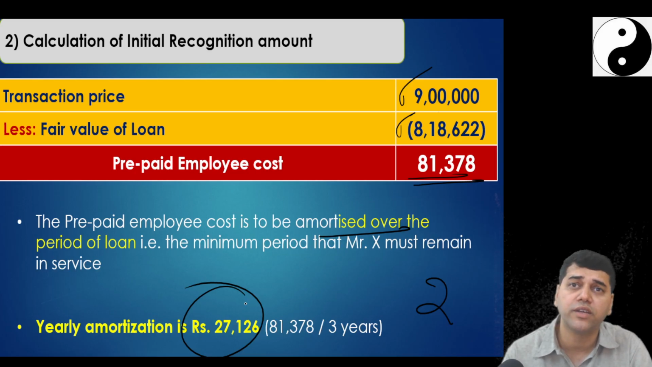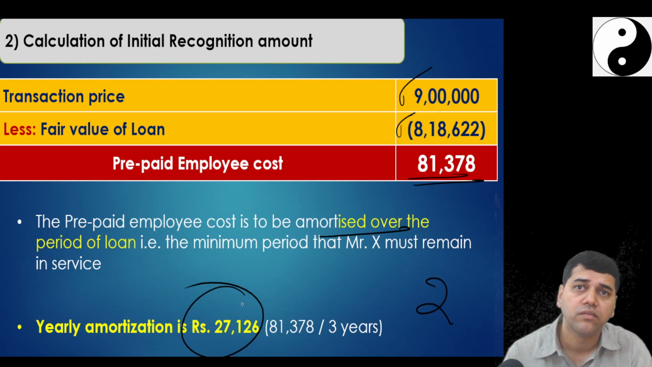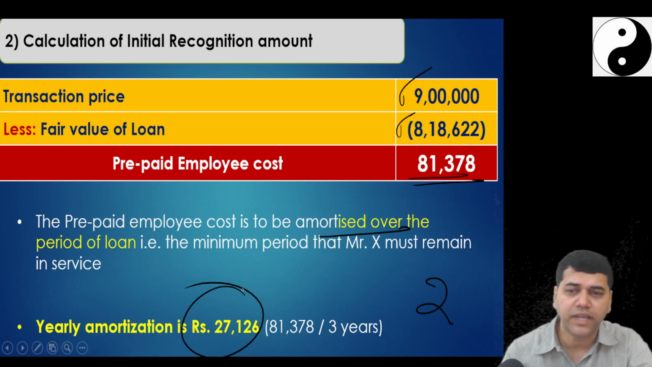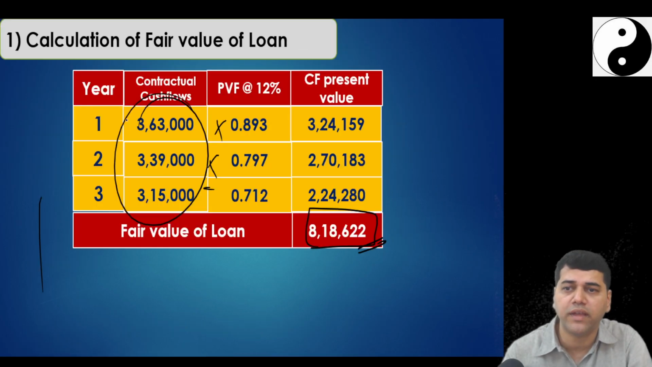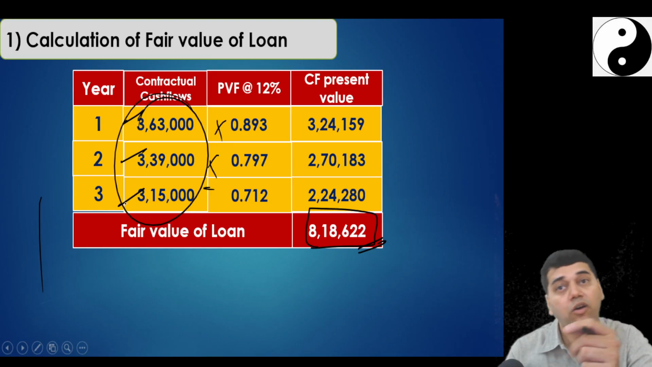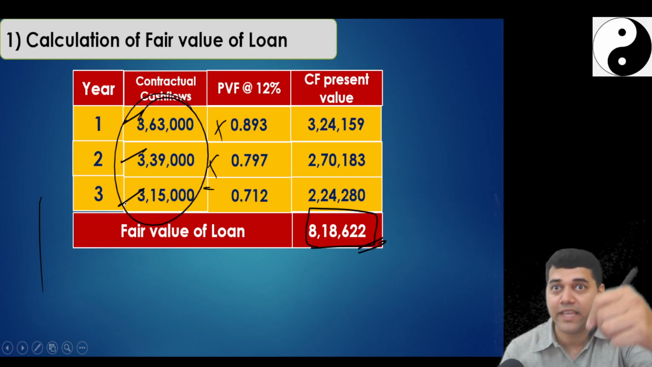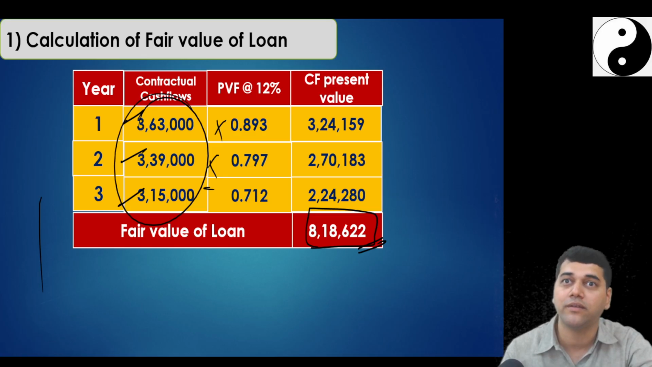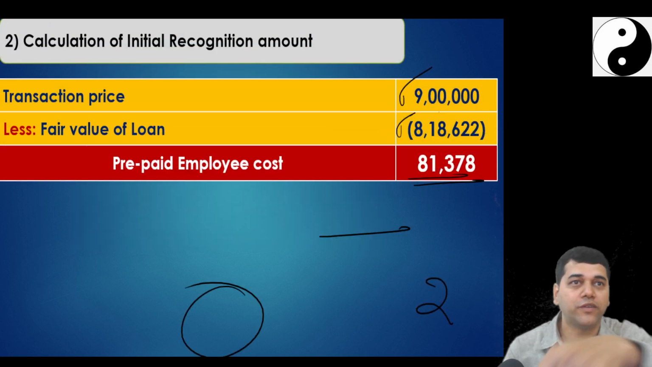Why we are not calculating? We have taken the actual cash flows only, here. And on the day when I gave the loan, did I know that he is going to prepay? And when I am doing this initially, why? Because first year I have to pass the entries.